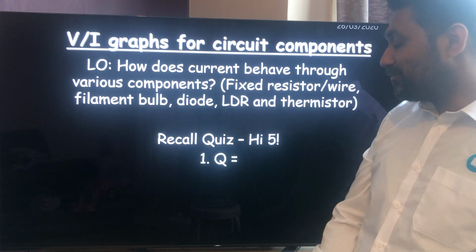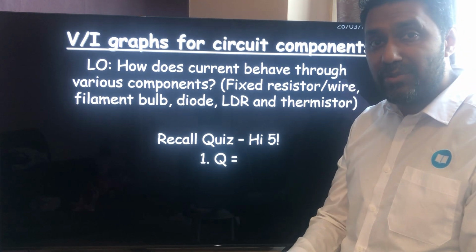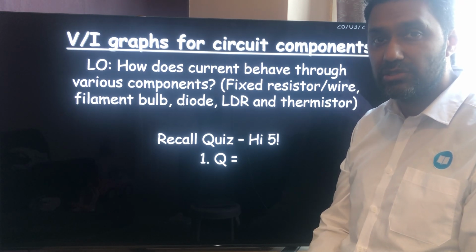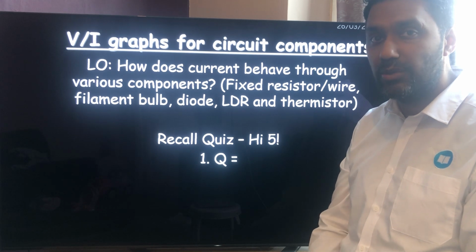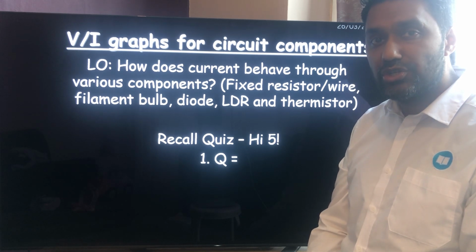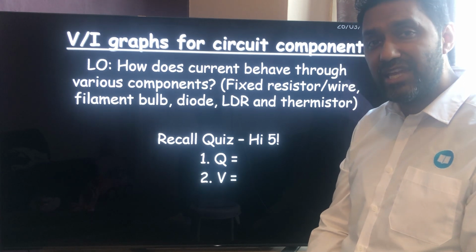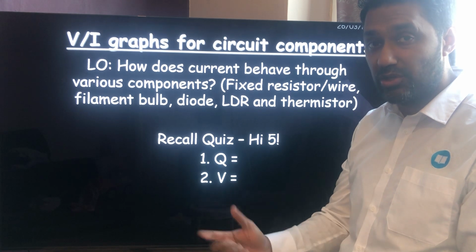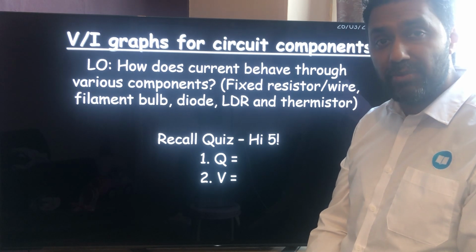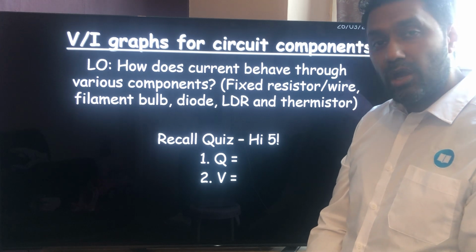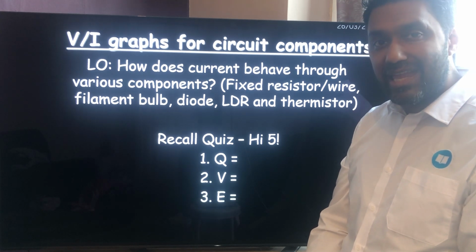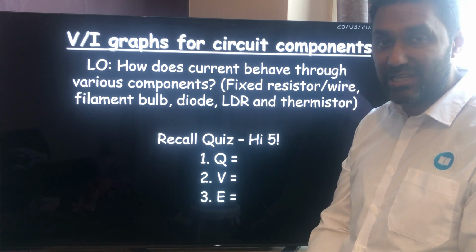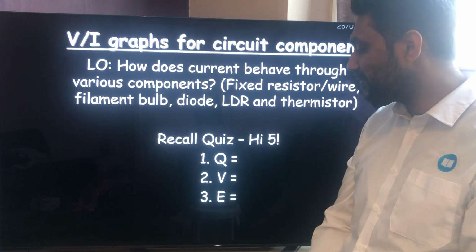Number one, some formulae you should have remembered from your previous lesson. Q equals what? Q equals something times something, that's a bit of a clue for you. Question 2: V equals what? This is one that you learned with Ohm's law. Can you remember what V equals? Question 3: E equals, depending on electrical charge, what does E equal, electrical energy? I'll give you a bit of a clue in that question.